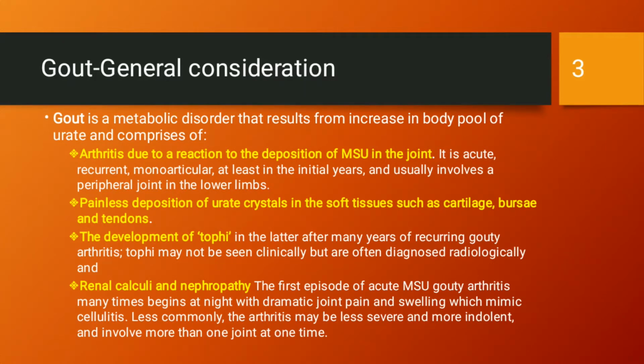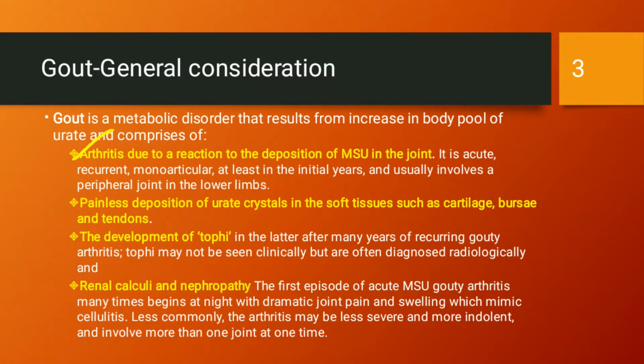So gout, general consideration. Gout is a metabolic disorder which results from an increase in the body pool of urate, and it comprises arthritis which is due to a reaction to the deposition of MSU in the joint. MSU stands for monosodium urate. Okay, so it is acute, recurrent, monoarticular, at least in the initial years, and usually involves peripheral joints in the lower limbs.